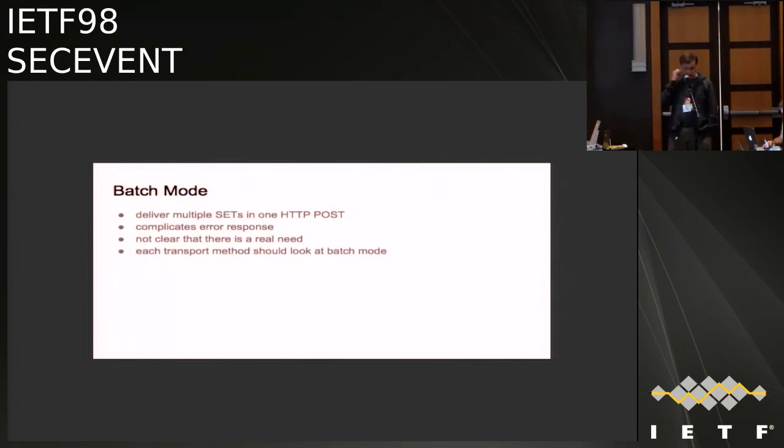There is another point which I forgot to put on the slide, is that from an implementation point of view, it's very unlikely that you will be able to batch up a whole bunch of events and send them, because those are a stream of events. You're going to deliver them as they arrive. And also the other point to make, the decision not to have a batch mode is only for the HTTP post delivery method, and each delivery method should look into this and see if batch mode makes sense or not in that case.